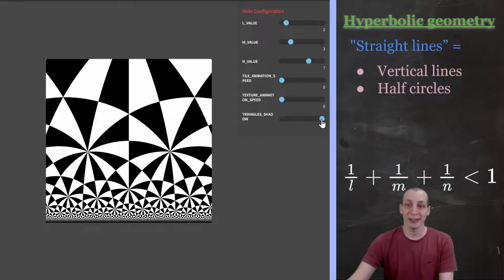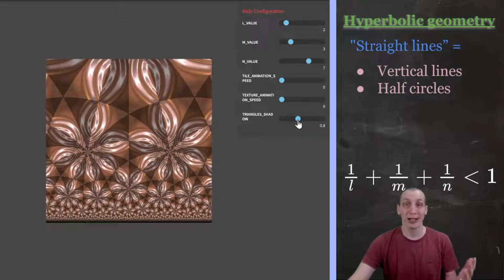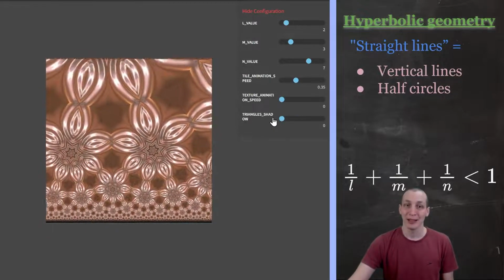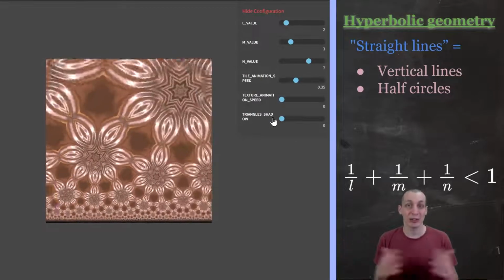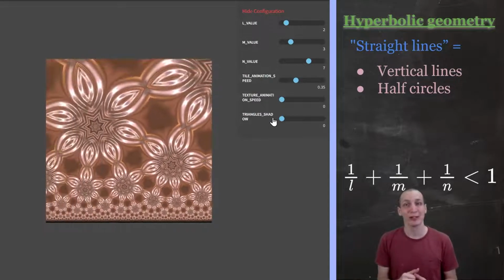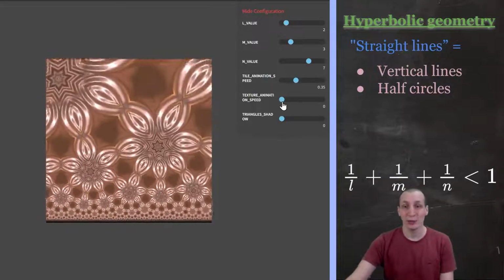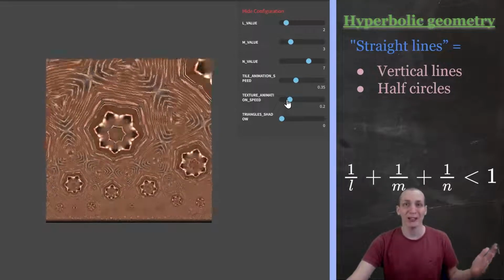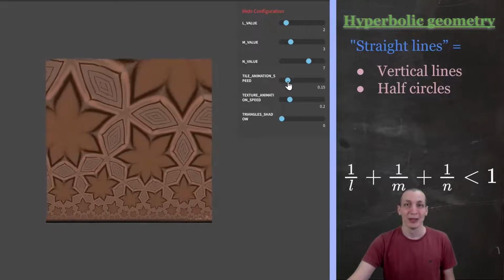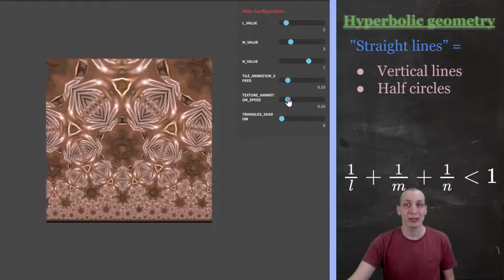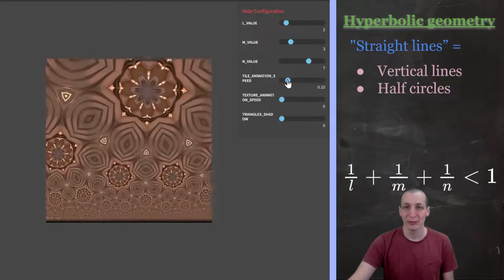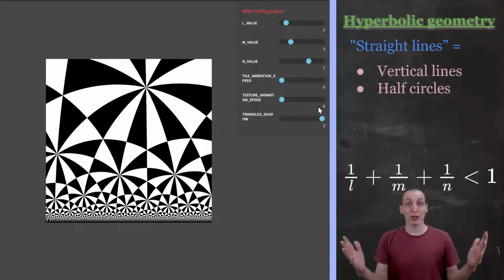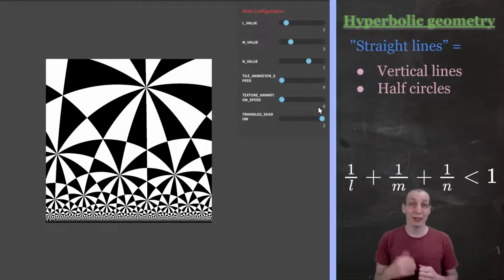Again, we can add the texture and move it around, and you can see that the movement here is much more interesting. Our original example that we started with at the beginning of this video was of this hyperbolic geometry. Again, we can move the texture around like this, which gives a very nice and interesting animation. One of the things I want to talk about is hyperbolic geometry. So let's stop the movement and go back to the triangles.